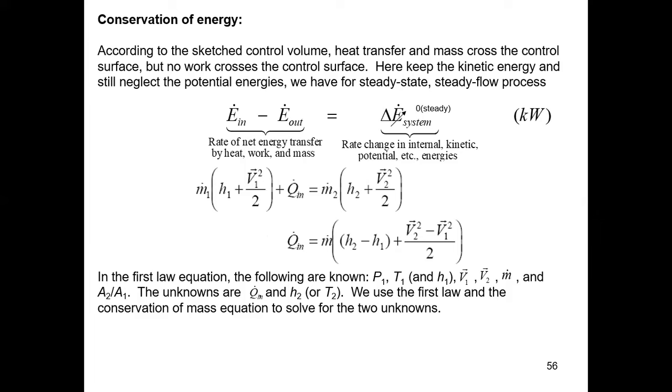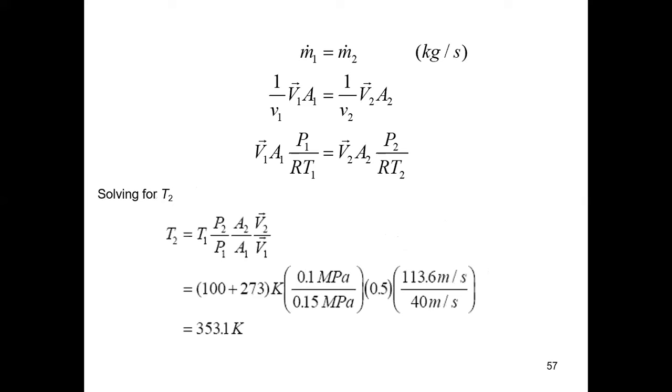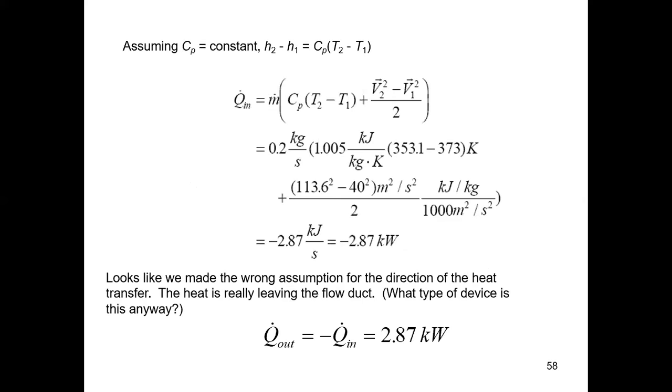In the first law equation, the following are known: P1, T1, and h1, velocities V1, V2, mass flow rate, and the ratios. The unknowns are q dot in and h2 or T2. So we find m1 dot is equal to m2 dot, and we solve for T2. T2 is T1 times the ratio of pressures, the ratio of areas, and the ratio of velocities, from which we can calculate Q dot in.